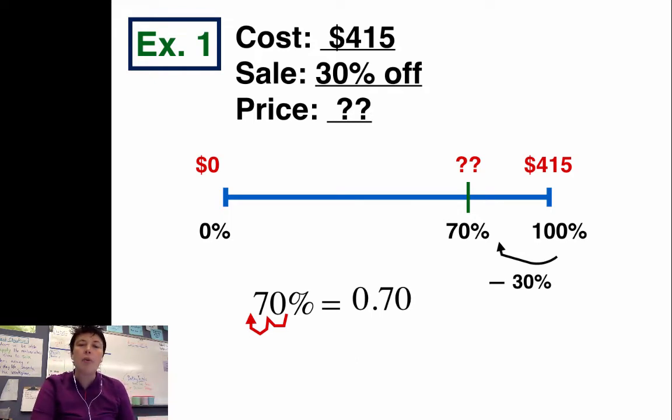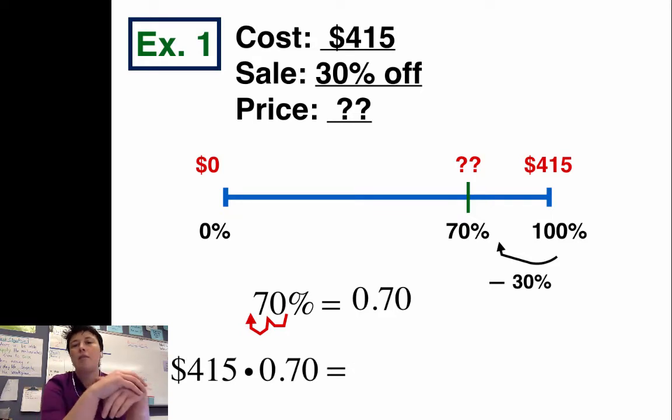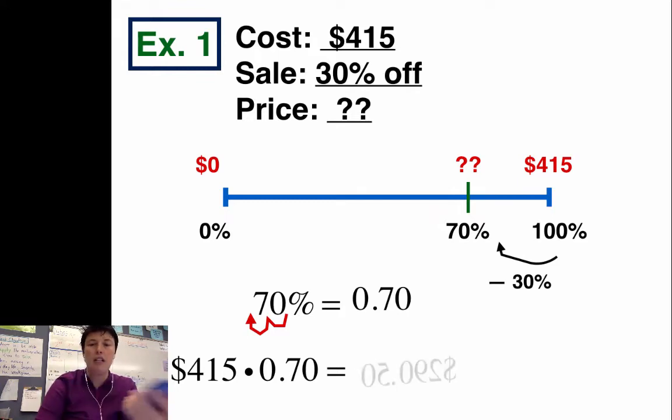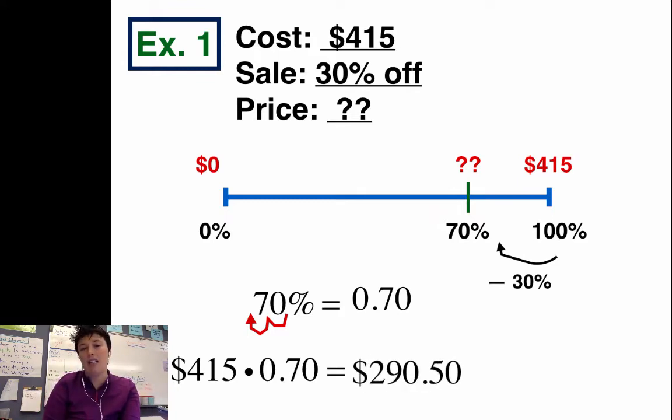And what I'm going to do with that 0.7 is multiply it by the $415. This is what I would do in the store. I would pull out my cell phone real fast, pull up the calculator, and I would do my price, $415 times 0.70. If you have a calculator handy, you should type it in and see what you get. 415 times 0.70. I'm putting it in and I'm getting 290.5. I'm going to call that 290.50 since I'm talking money.